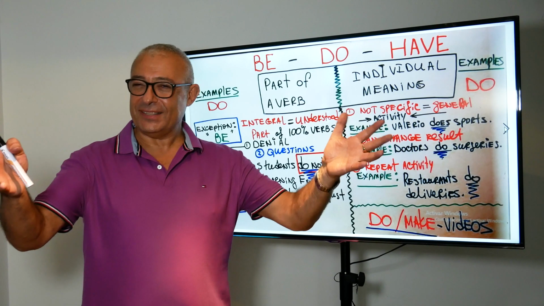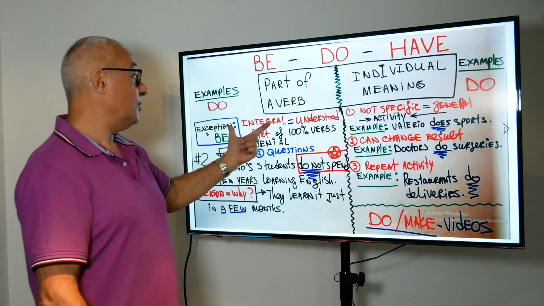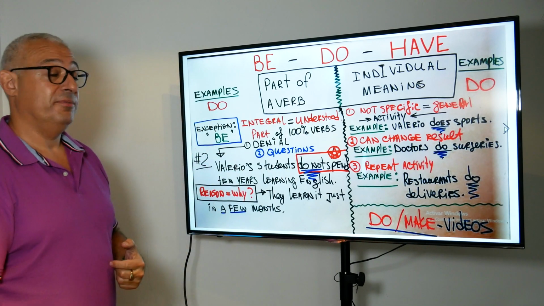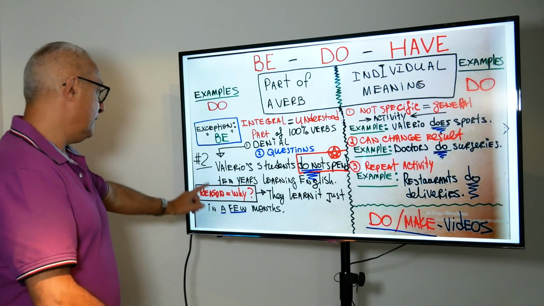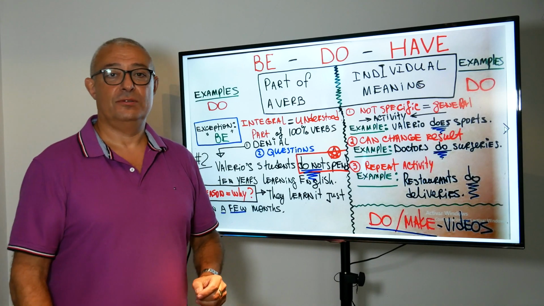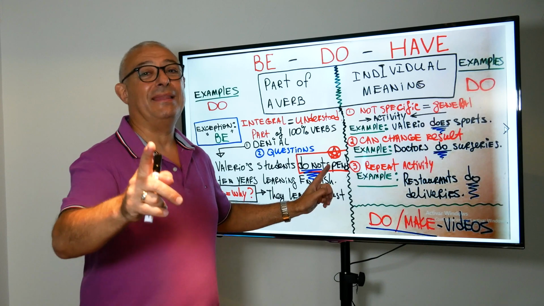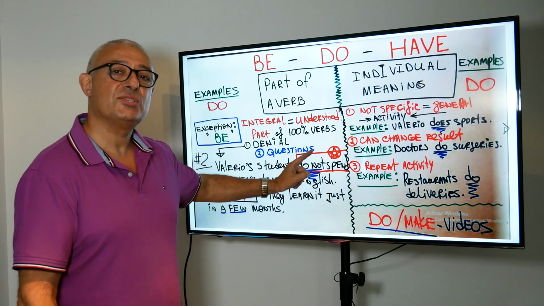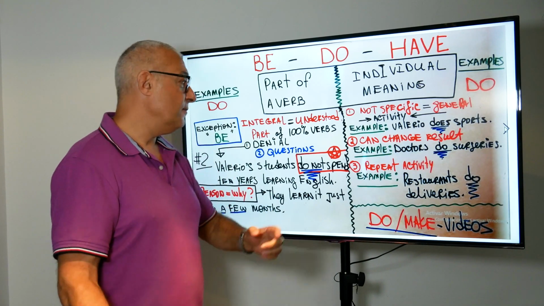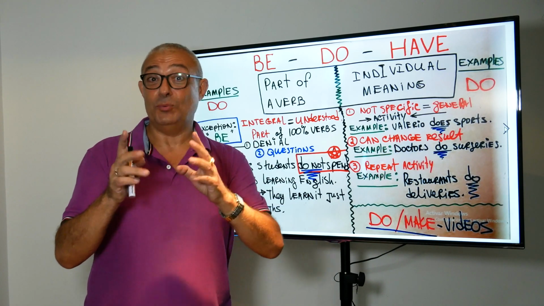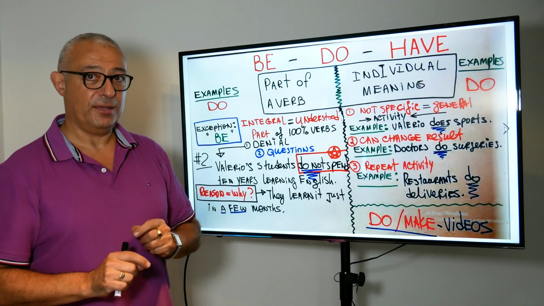Well, let's look at another example, okay? How the verb do is an integral part of a verb. Valeria's students do not spend 10 years learning English. Well, first of all, there will be a very, very interesting video on the word spent. So whenever you see these little red stars that I put, they are the ones you need to pay attention to, because there will be special videos that will help you understand really well certain aspects of the English language.